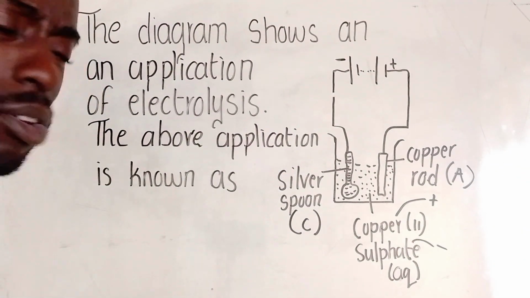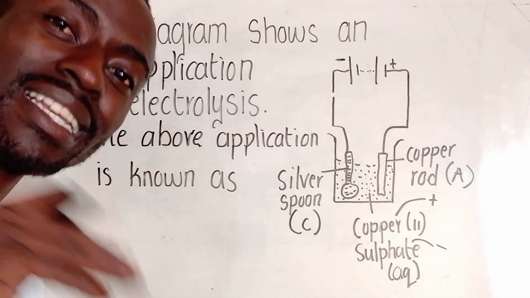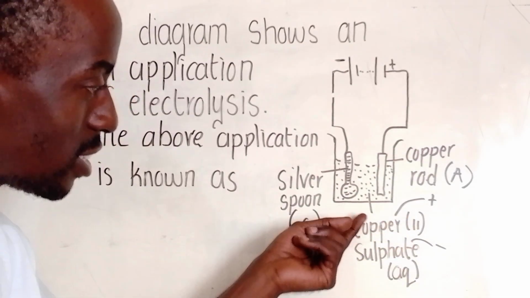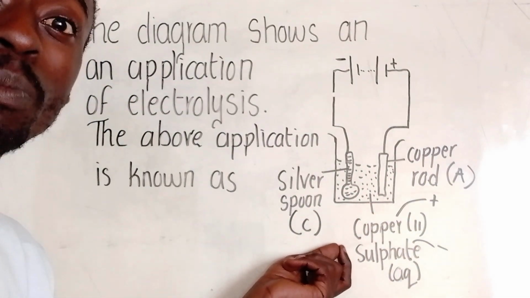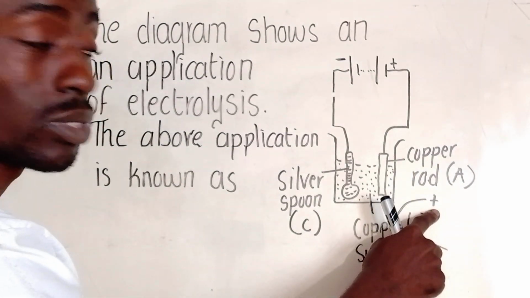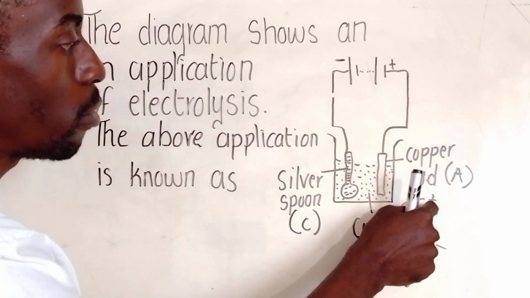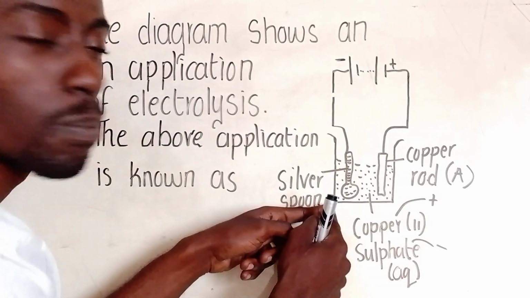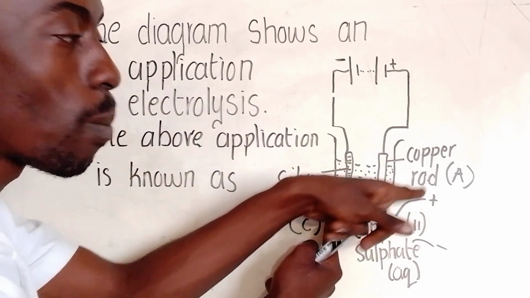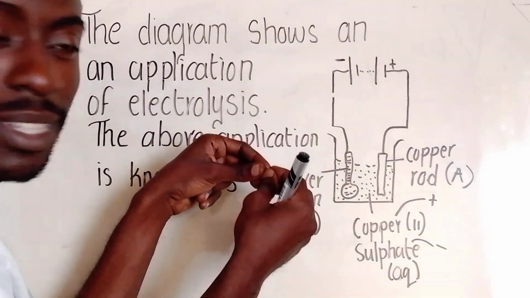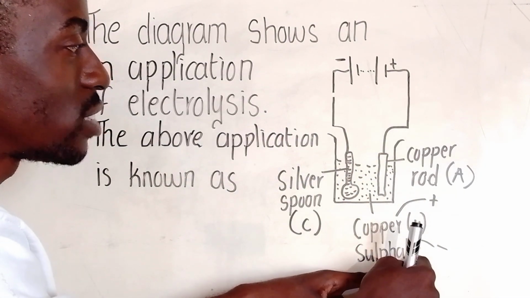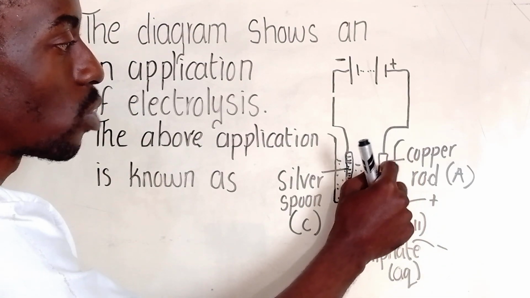Now let us continue. You must understand that when electricity flows through this solution, the copper sulfate is going to dissociate, to break, to split. Once it splits, it forms copper ions which are positive. These positive copper ions will be attracted to the spoon. Why? Because the spoon is receiving the negative and the copper ions are positive, so they attract. The sulfate will be attracted to the copper rod there.